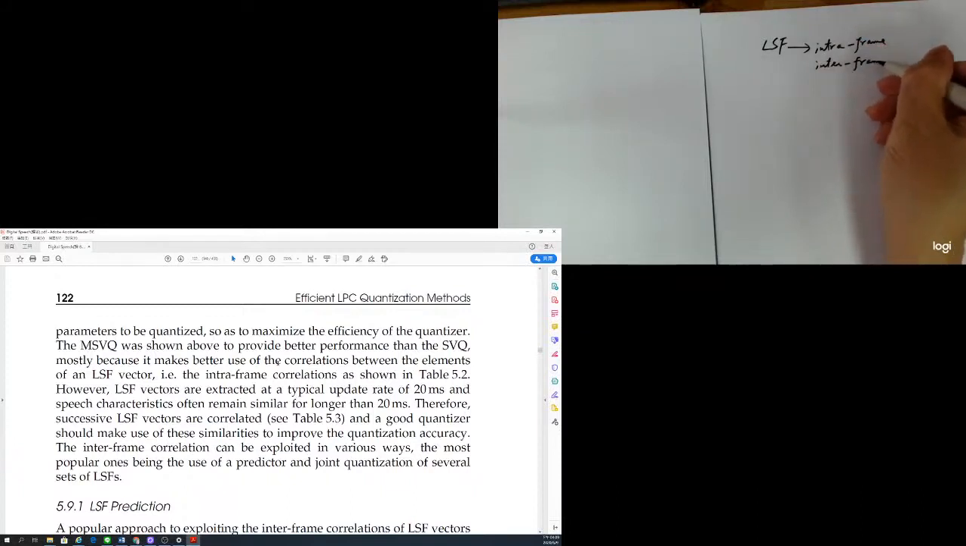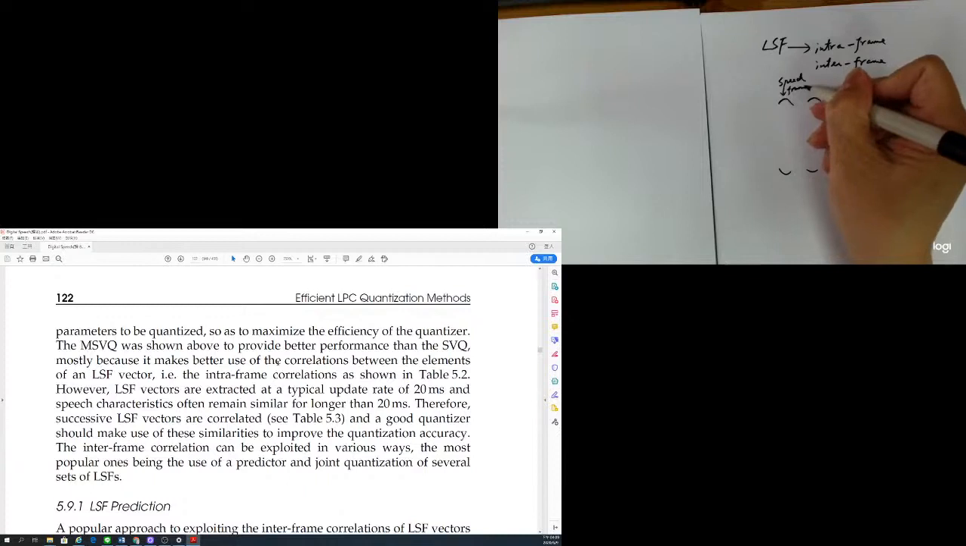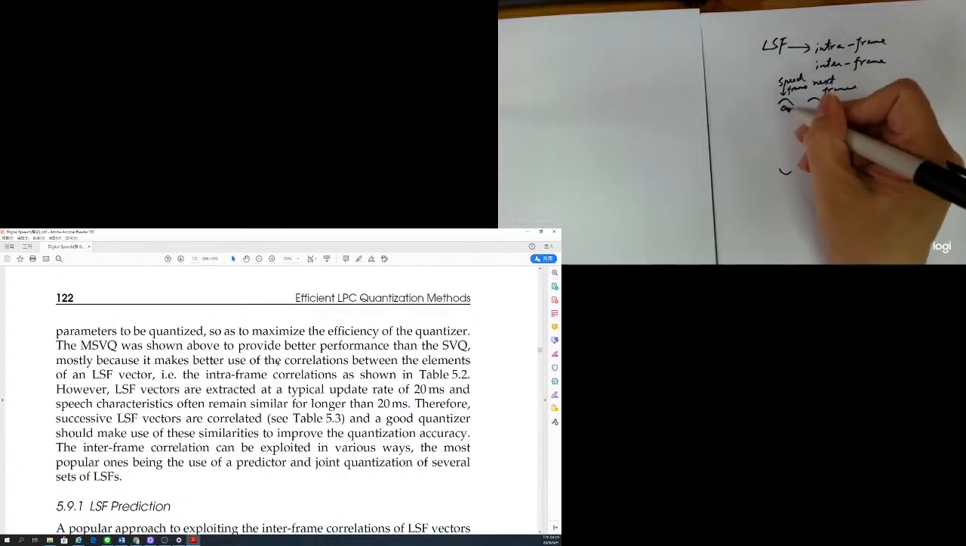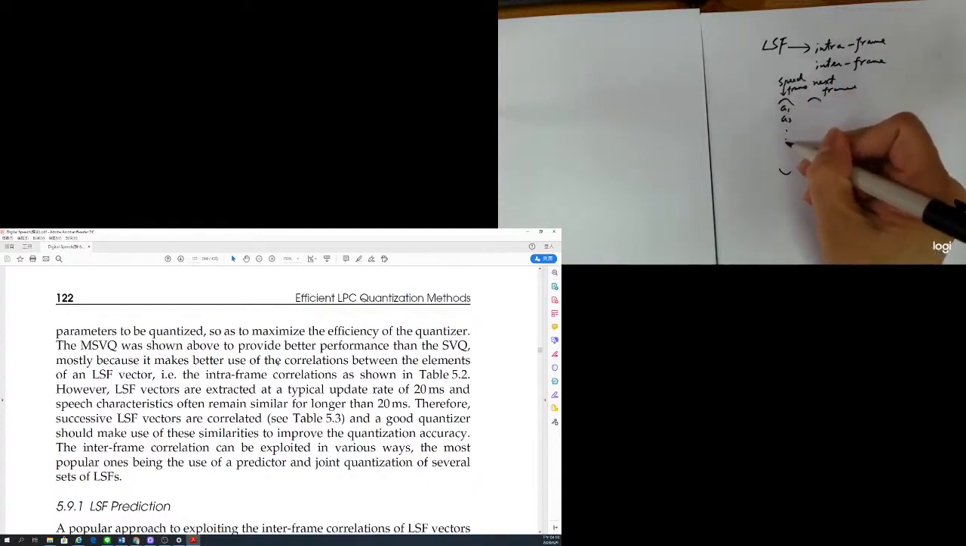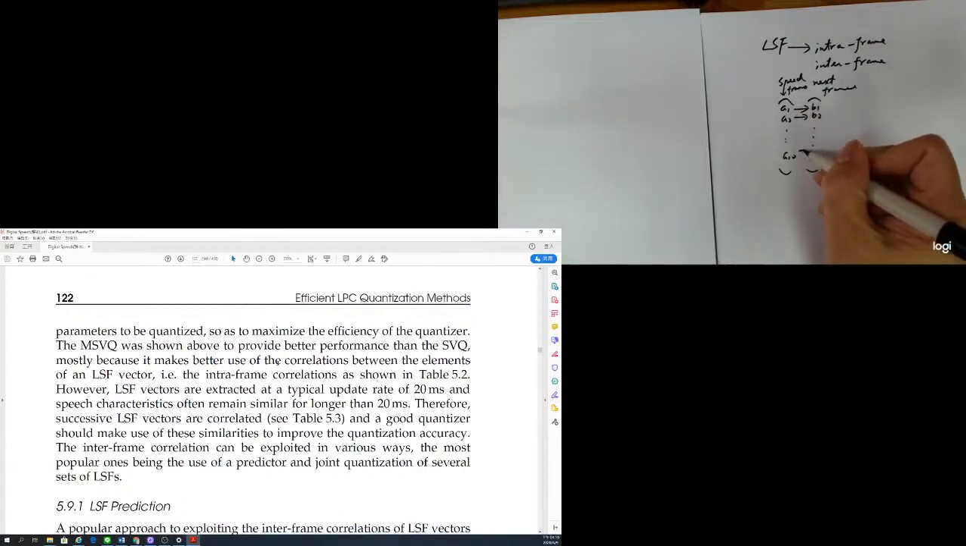The interframe correlation looks like this: from one speech frame to the next neighboring frame, you generate the line spectrum coefficients, and you can see they have some relationship. They have some correlation. This one we call the interframe relationship. So what's the compression?